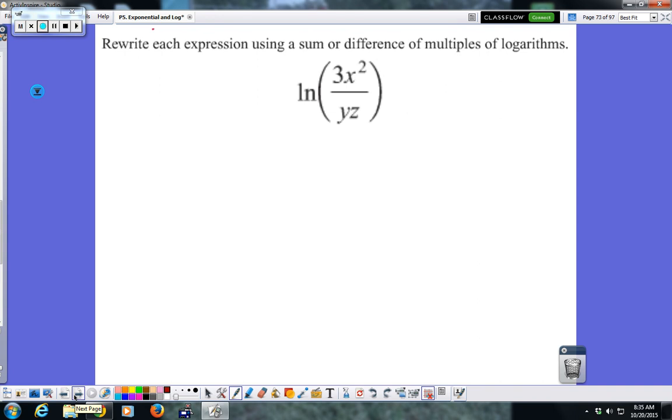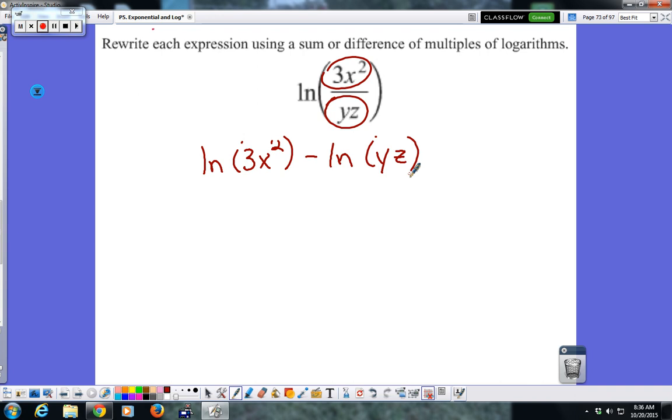Now in this one, we're asked to just split it into several separate logs. And there's a lot of this type of stuff on your test. So we have a natural log of 2 things being divided. First step, what I would do, quotient rule says the natural log of this divided by this would be the natural log of 3x squared minus the natural log of yz.